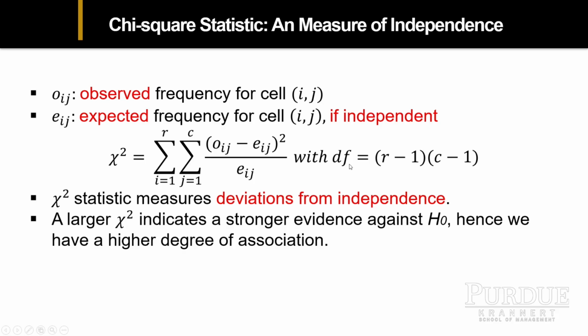And we have the degree of freedom, which is the number of rows minus 1 times the number of columns minus 1. If the chi-square statistic is large, it means these two variables are not independent. A larger chi-square means strong evidence to reject H null. Okay, let's see how we can calculate this chi-square value for our table.